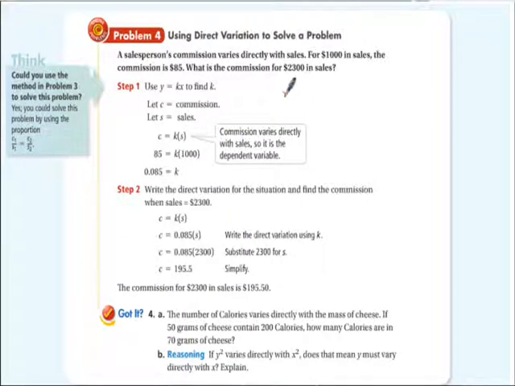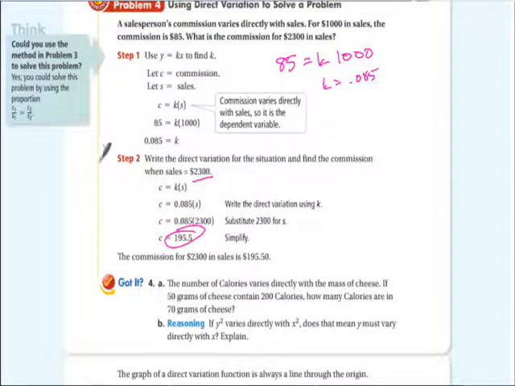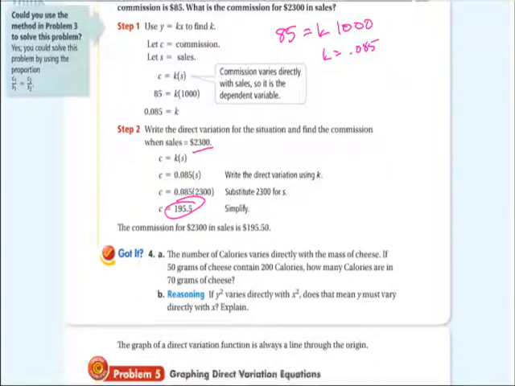Okay? When we know the constant of variation, then we can solve it. So if the commission is 85 on 1,000, then we get k equals, and you can leave it as 85 over 1,000, or you can write 0.085, either way. That's what they did down here. Then we're going to take 0.085, multiply it by the 2,300, and we get that. Okay? We can apply the constant.